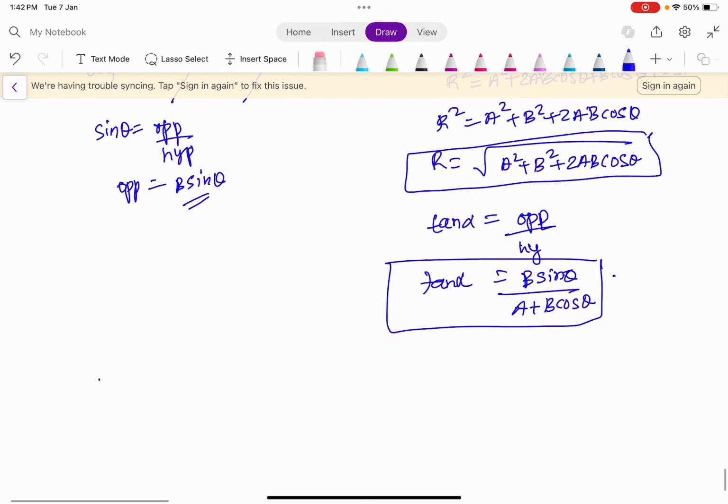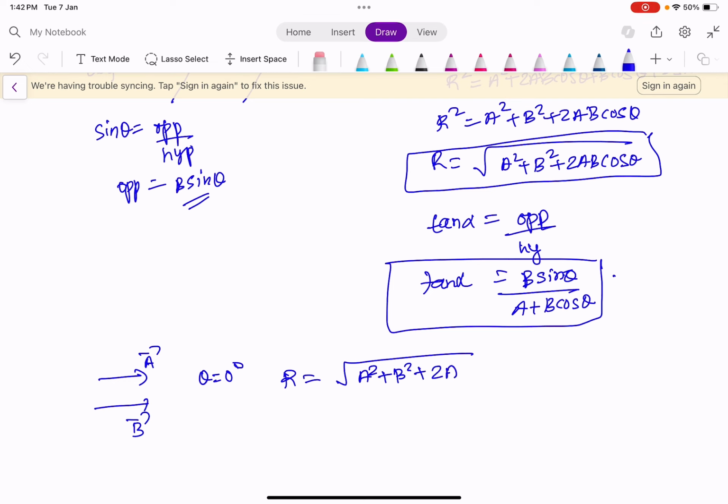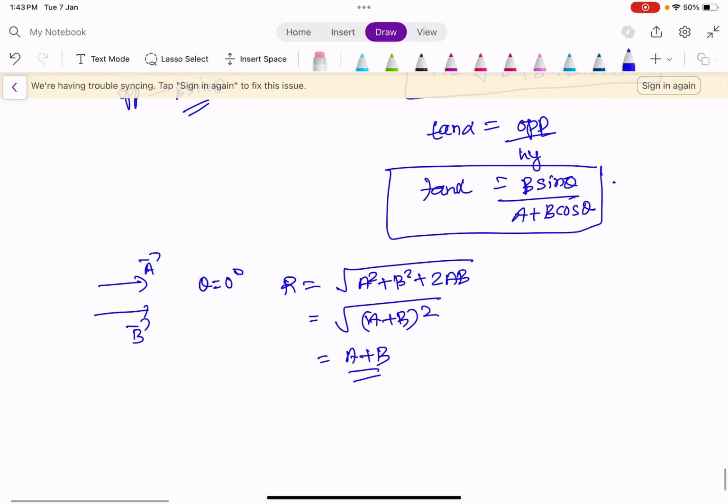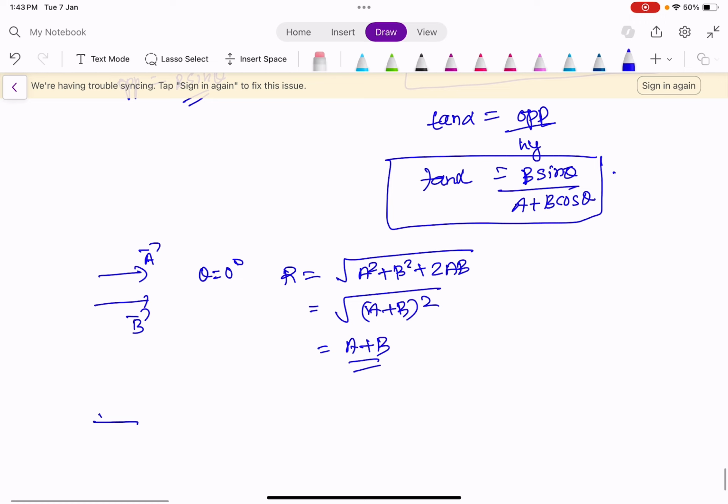Now suppose two vectors a and b are parallel, then what is the angle between the two vectors? 0 degree. So what is the resultant? Root of a square plus b square plus 2ab, which is of the form root of a plus b whole square. That means just add. If two vectors are inclined at 0 degree, just add. This is the first case. The second case is theta 180 degree, opposite, where the resultant will be a minus b.